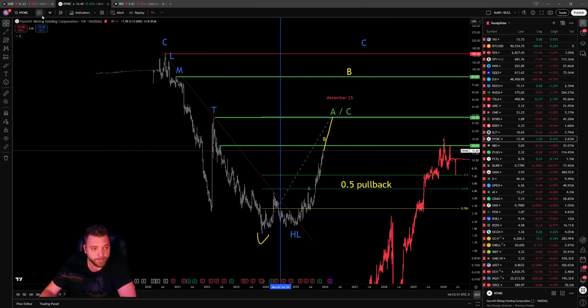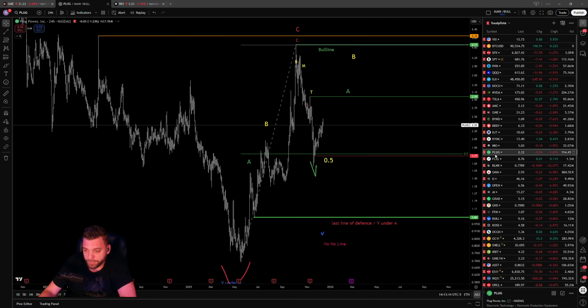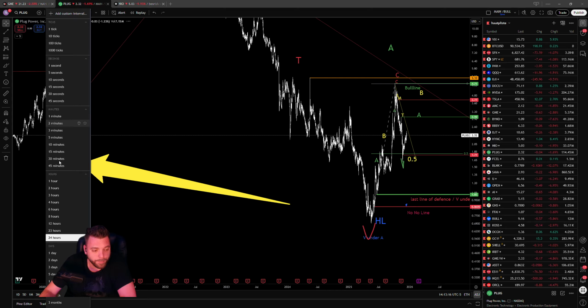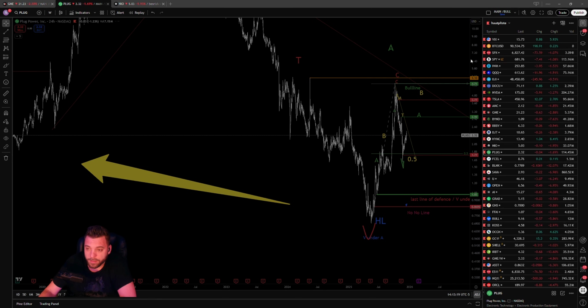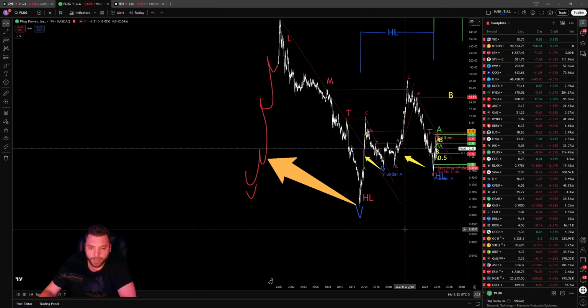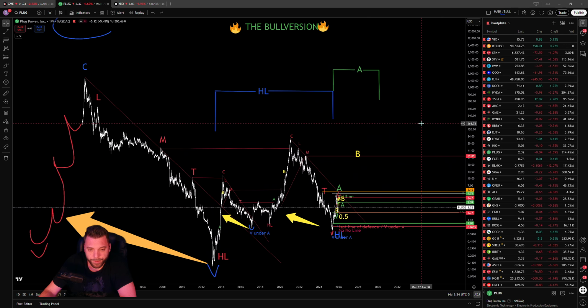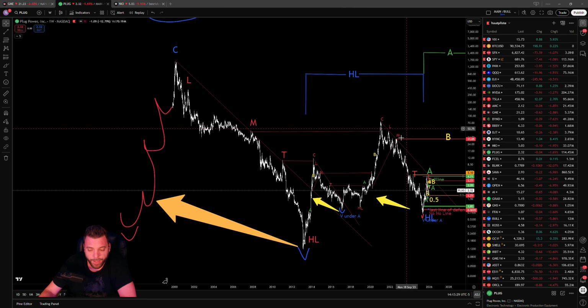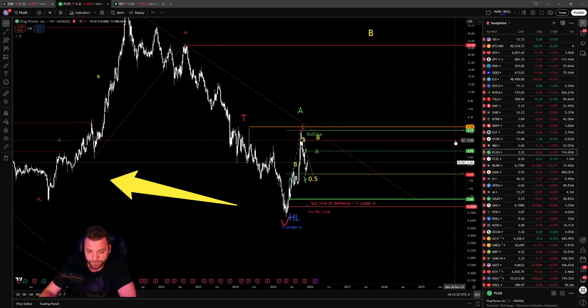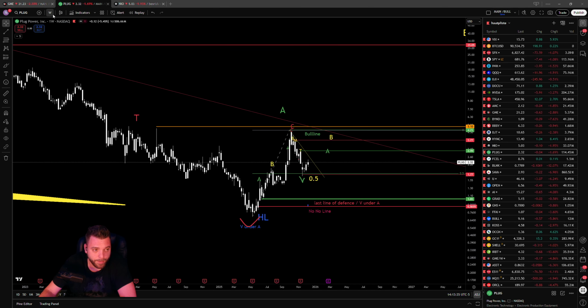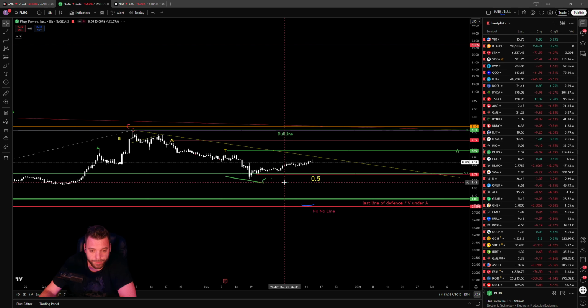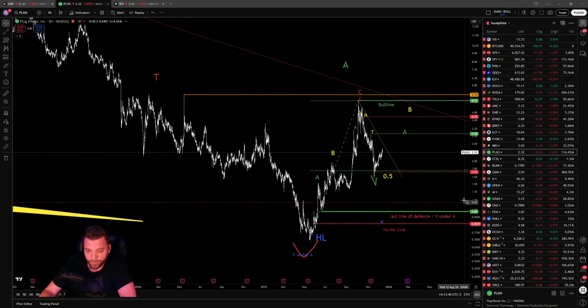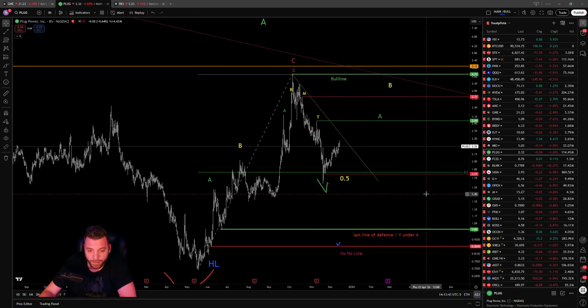Next one is Plug. So here's our Plug. For the bullish version, we finished our big macro high low and are on the way to A. For Plug, we also are in the A pullback for the bullish version. And that would mean this is your A. You're also here at the 0.5.